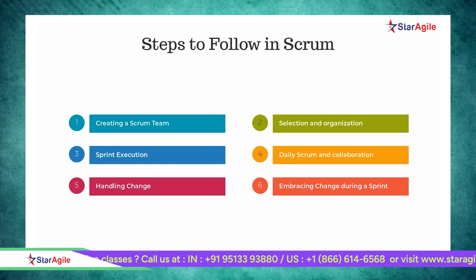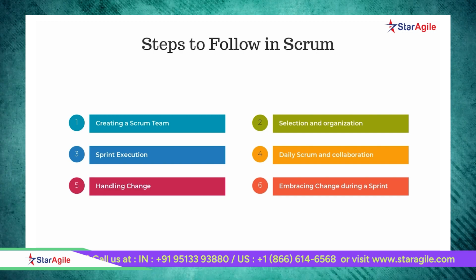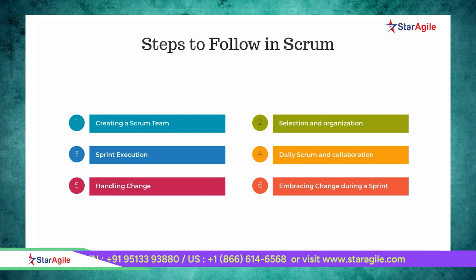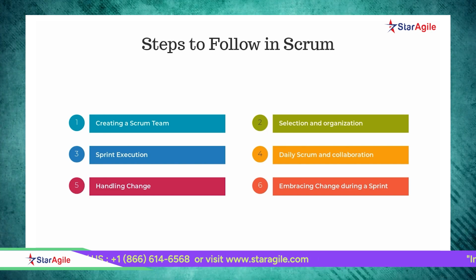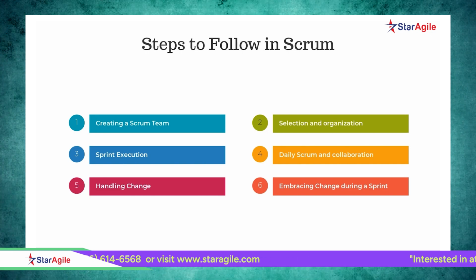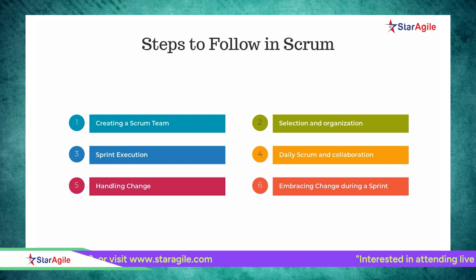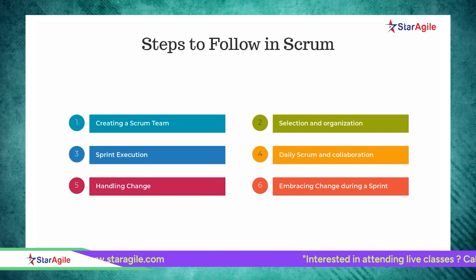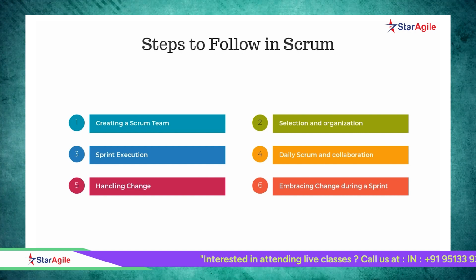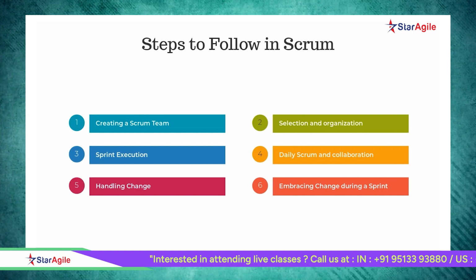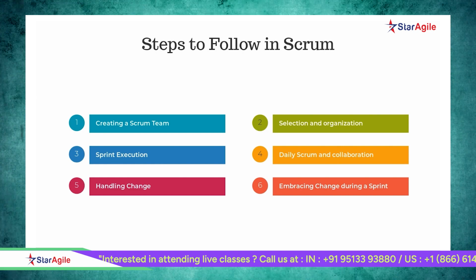Sprint execution sees the team working collaboratively on selected tasks, aiming to deliver a potentially shippable increment. Daily Scrum meetings serve as a platform for team members to share progress, address impediments, and adapt plans as necessary, fostering a dynamic and responsive project environment.